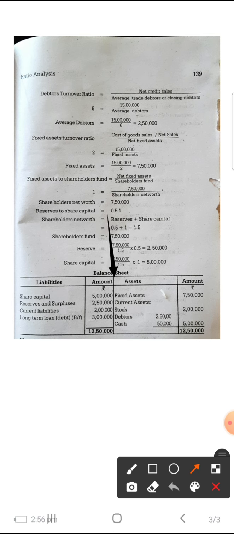One thing to remember, you will be given information. With this information you have to go step by step with all the formulas, calculate the missing values, then use those values for the preparation of the balance sheet.